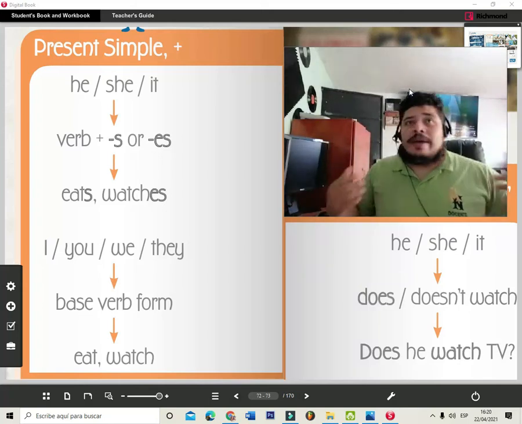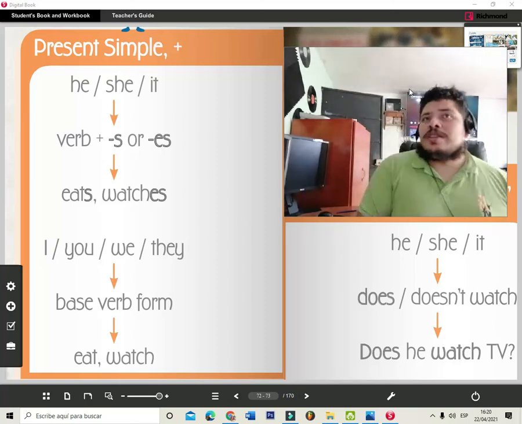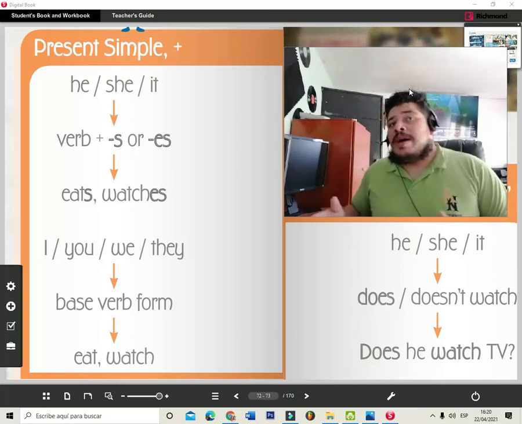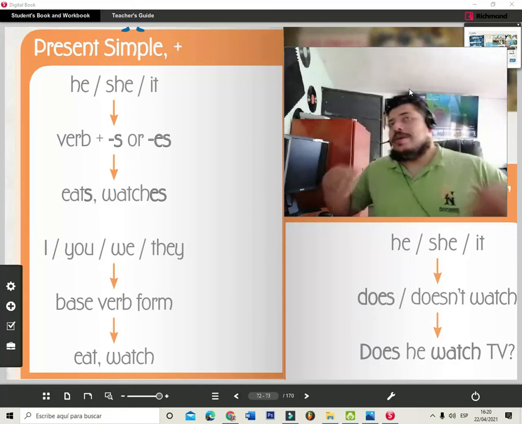For example, I am not a student. I am a teacher. She is not my sister. She is my mom. They are not in Canada. They are in Mexico. These are examples, okay?